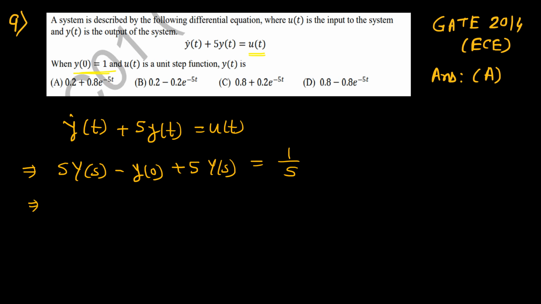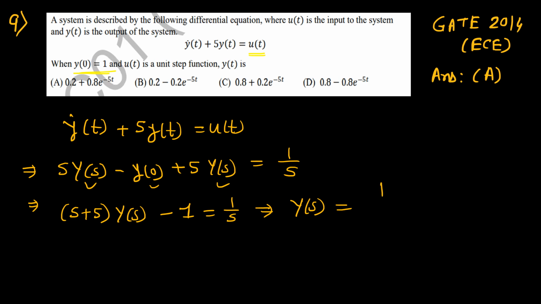Now this is given. So this two I can collect first. So this is s plus 5 times capital Y of s, and this is minus, and this is given as 1, equal to 1 upon s. So capital Y of s would be 1 upon s plus 1 upon s plus 5. Okay, so if you simplify this one, we'll get 1 plus s upon s into s plus 5. So now we can have a partial fraction.